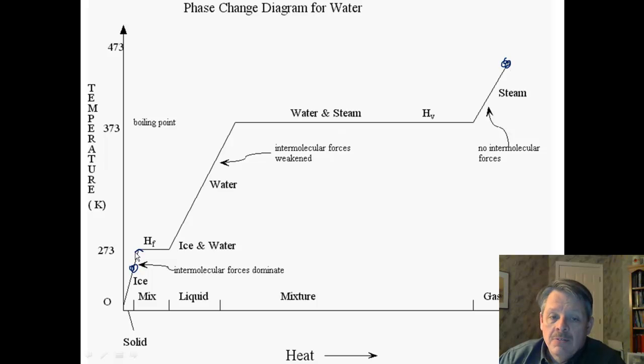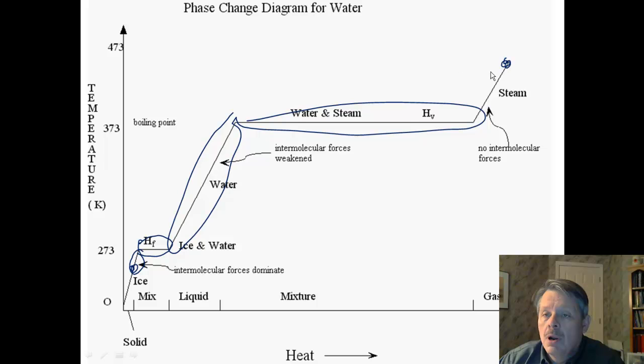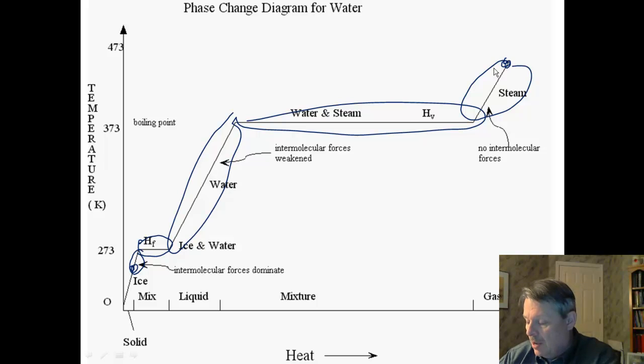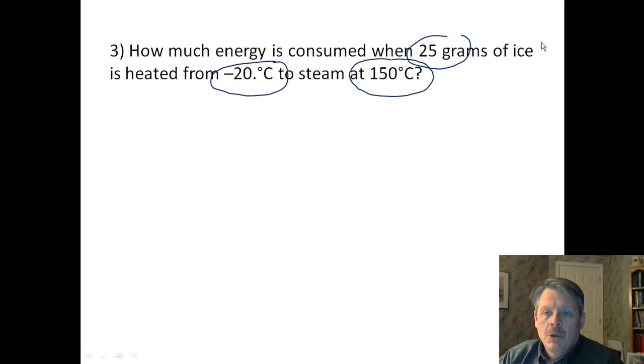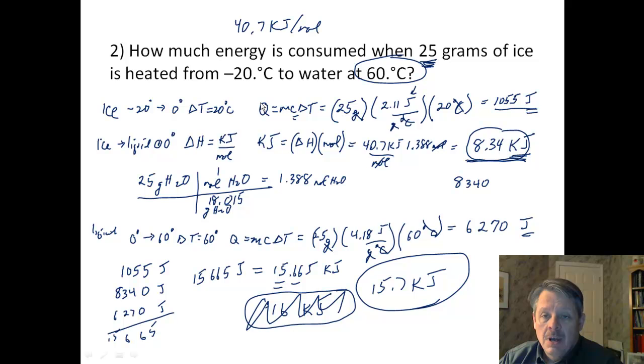So we actually have to go through 1, 2, 3, 4, 5 steps to make this happen. Right? So we're going to go through those 5 steps. But I'm going to skip as much work as I can. So if we look at this problem, we notice we're starting with 25 grams of ice at -20. Well, that's exactly what we did last time. And that was this first piece right here, and that took us 1,055 joules.